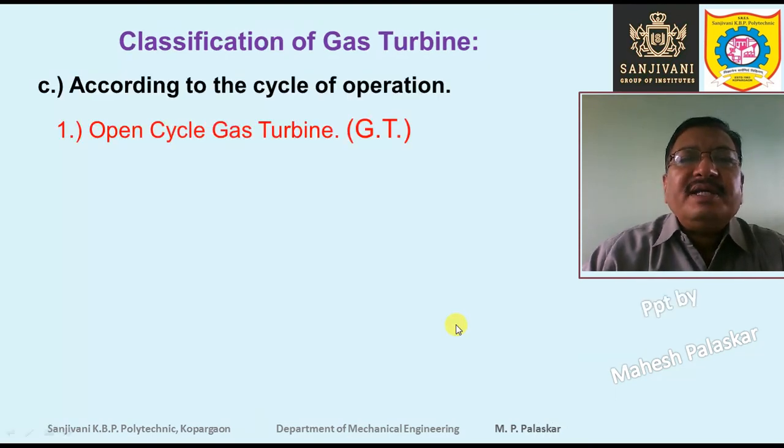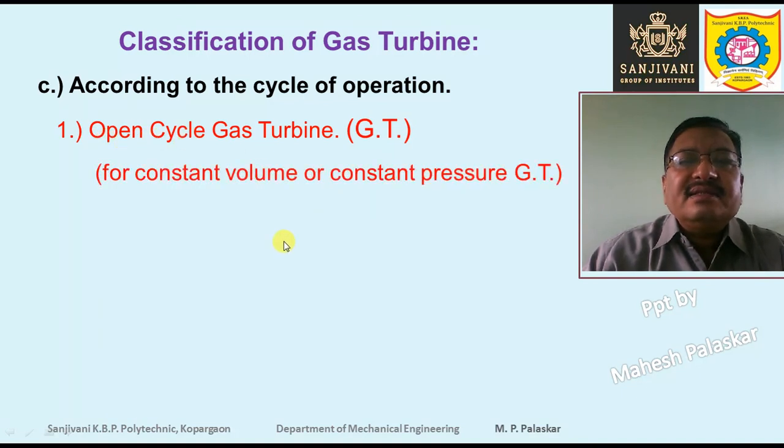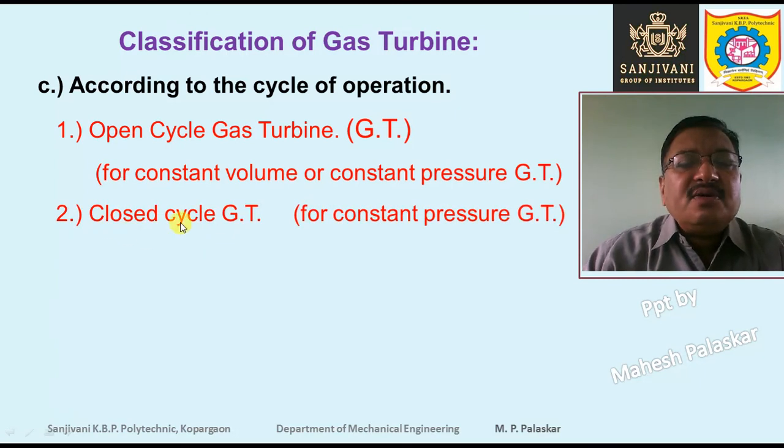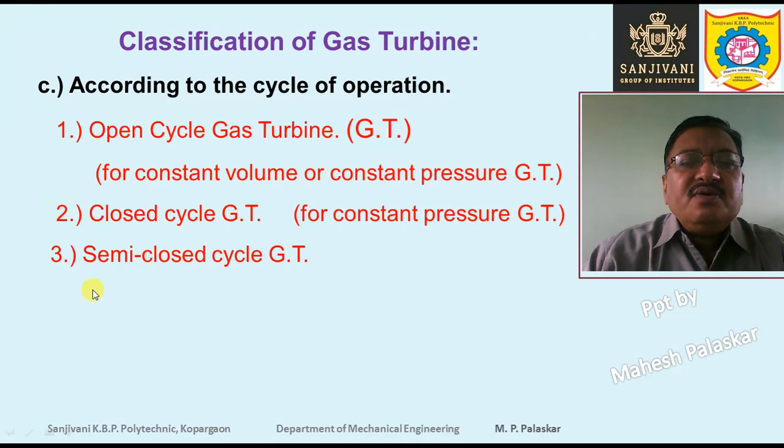According to the cycle of operation, gas turbines are classified as open cycle gas turbine for constant volume or constant pressure gas turbines. So when we are using the open cycle in the gas turbine, then it may be a constant volume gas turbine or it may also be a constant pressure gas turbine. But if we are using a closed cycle, then that is the constant pressure gas turbine only. We can also have the semi-closed cycle gas turbine.